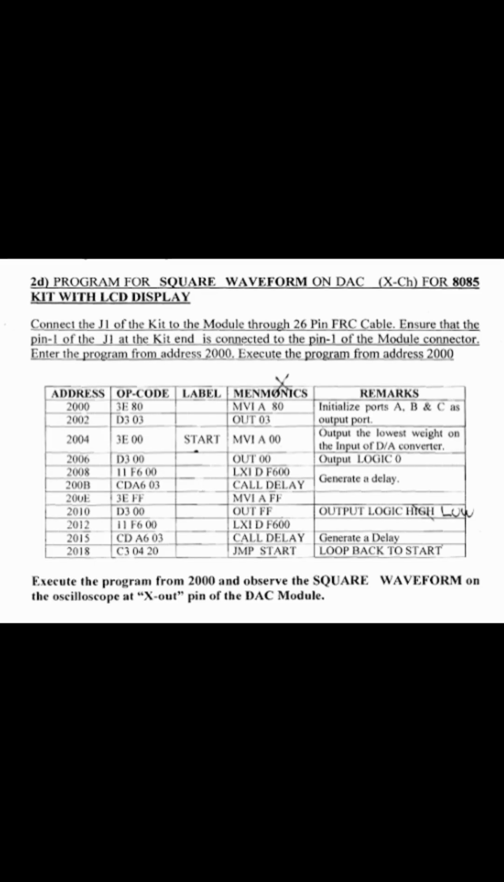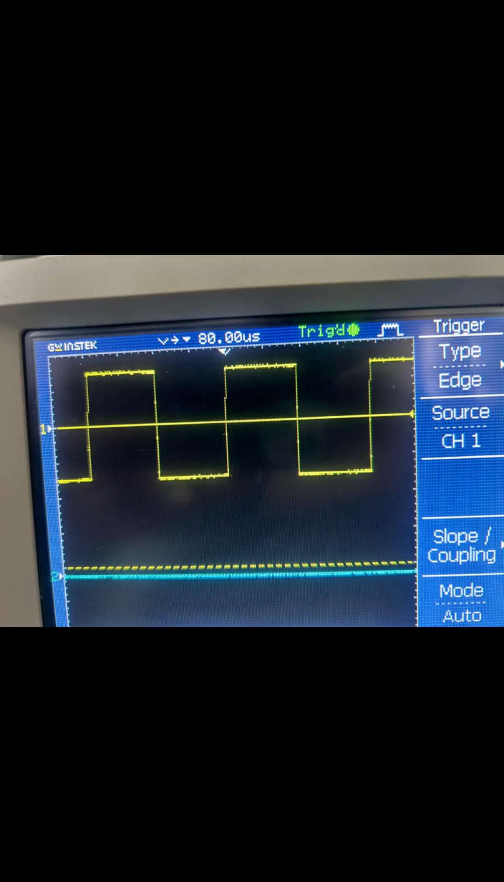For square wave generation, the program alternately outputs 00 and FF with a delay between them. When 00 is output, the voltage is low. When FF is output, the voltage becomes high. Because the program keeps switching between these two values, a square wave is generated.